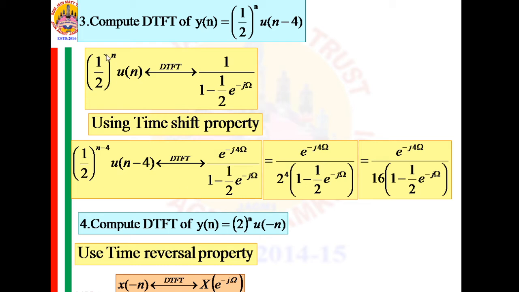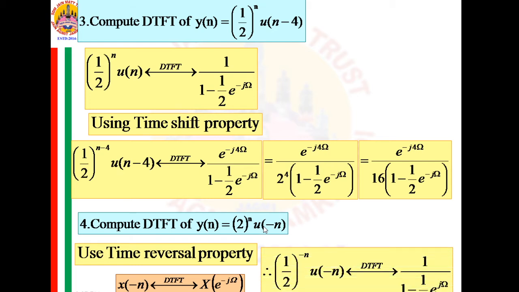So, we know here the DTFT of 1 by 2 raised to n u of n is 1 by 1 minus 1 by 2 e raised to minus j ohm. Then, to obtain the DTFT of 1 by 2 raised to minus n u of minus n, we have to simply replace this ohm with minus ohm. So, what will be the DTFT of this? See here. Therefore, the DTFT of 1 by 2 raised to minus n u of minus n is 1 by 1 minus 1 by 2 e raised to j ohm.